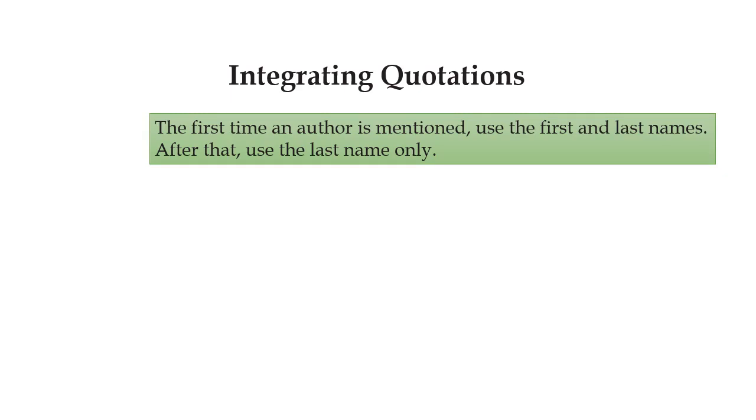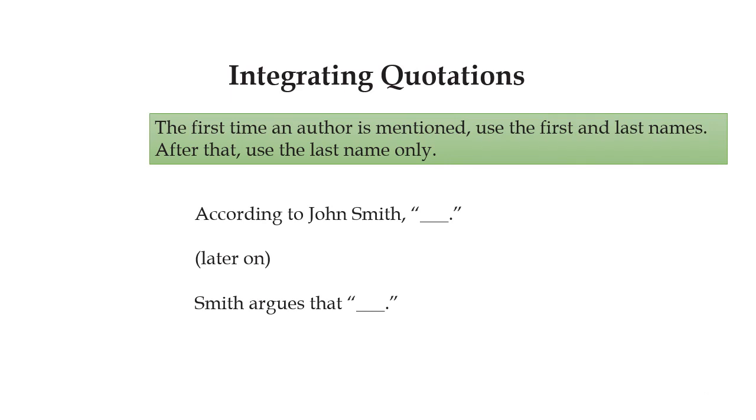Also, a thing with integrating quotations in a paper is the first time an author is mentioned, you use the first and last names, and after that use the last name only. So at first mention, it would be "according to John Smith." Later on in the paper, you just say "Smith argues that." You just use the last name there.